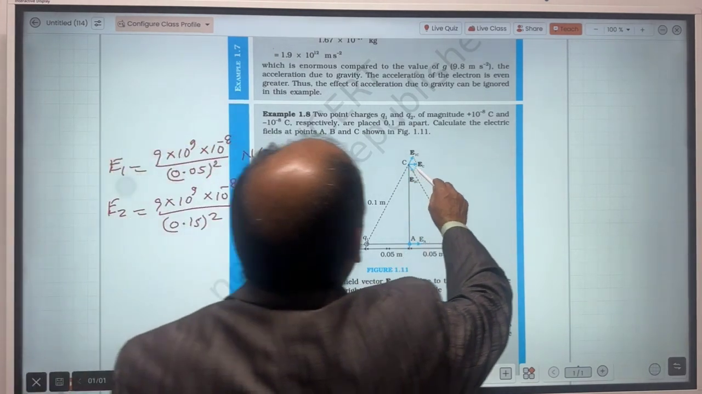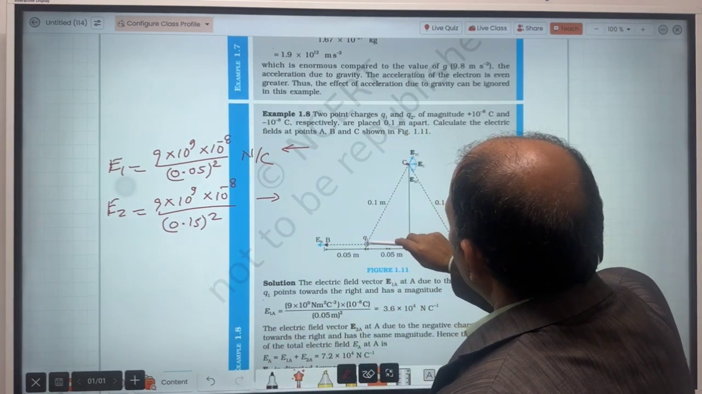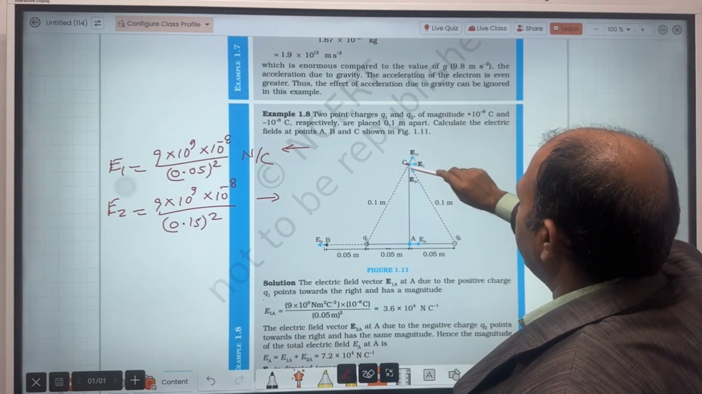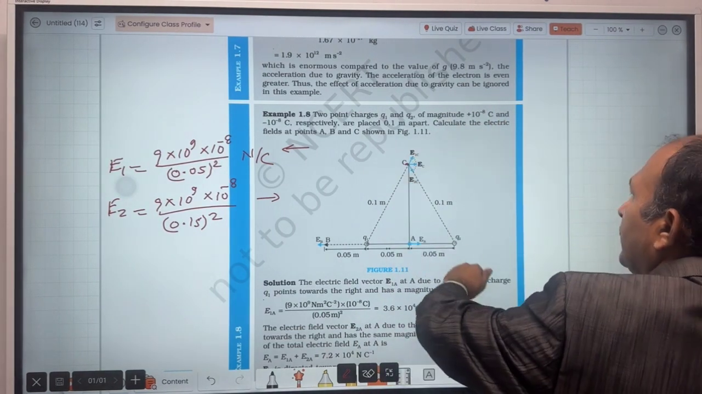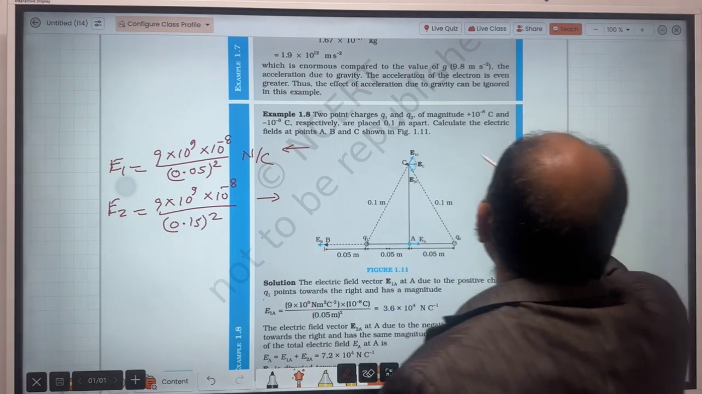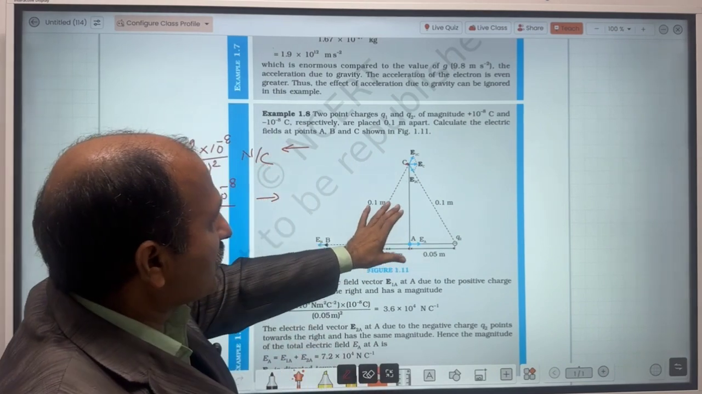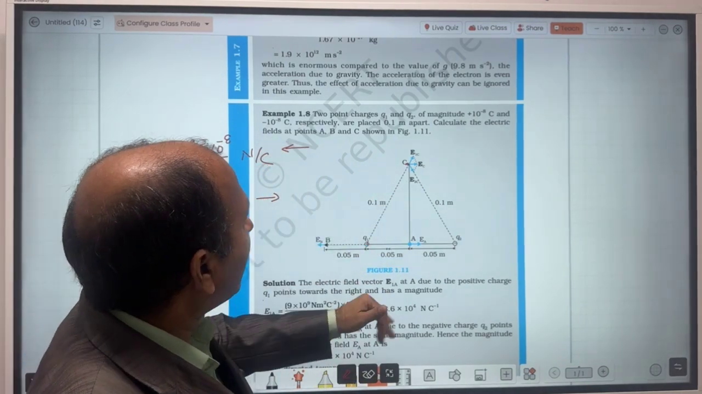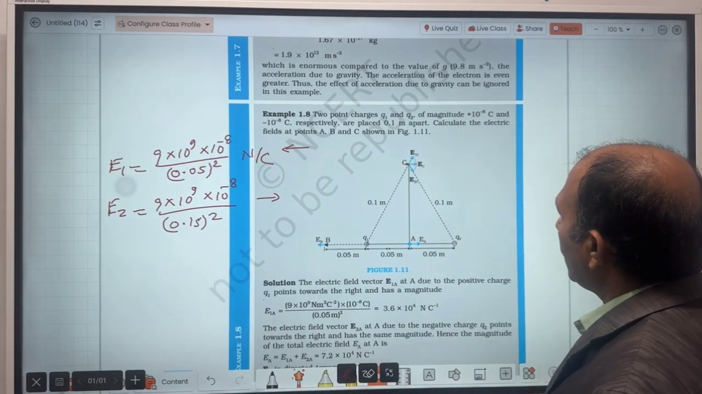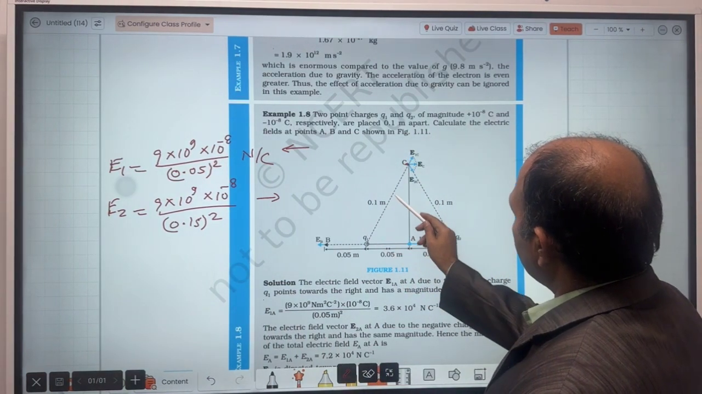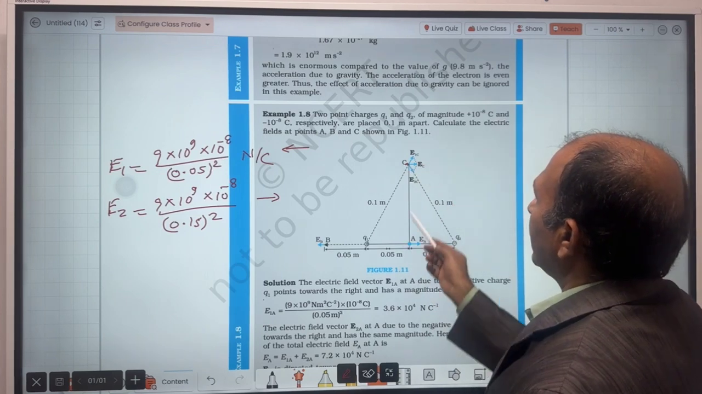Now suppose you want to find the electric field at point C. Due to this charge, the direction of electric field will be along this line, and due to this charge being negative, the electric field will be along this line. So you have two fields, both of equal magnitude, but at an angle. You can check, is it 120 degree? How? This is an equilateral triangle, so definitely this angle will be 60 degree, so this angle is 120 degree.